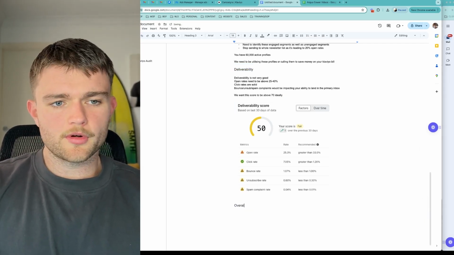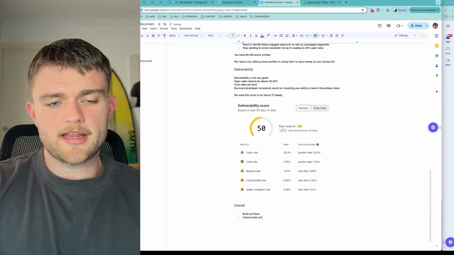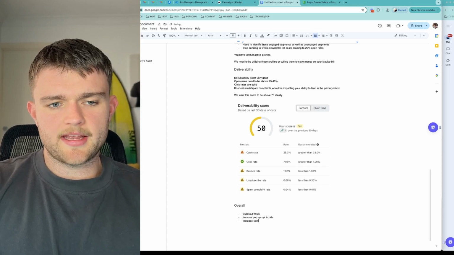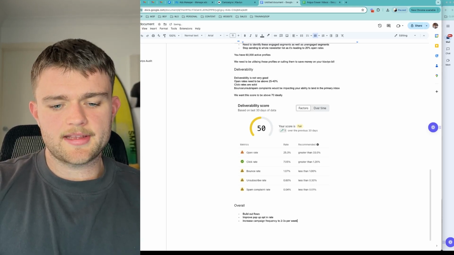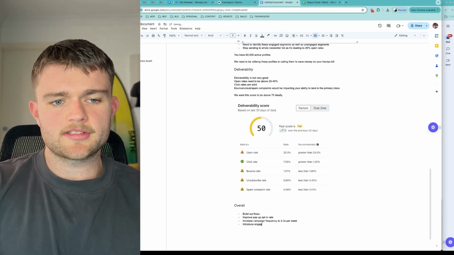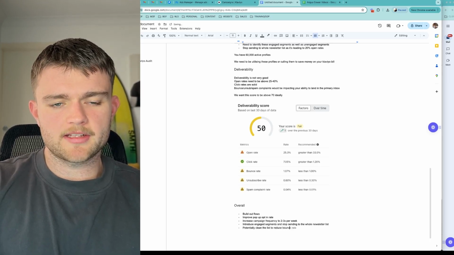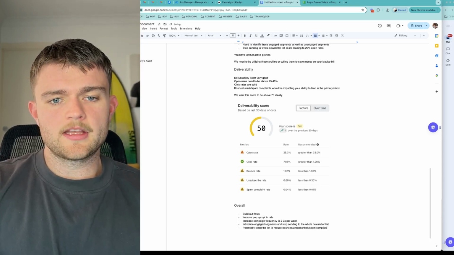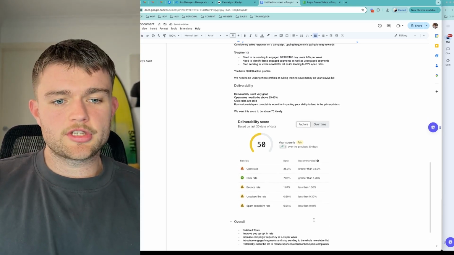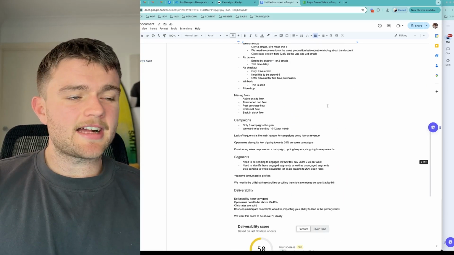So overall, build out flows, improve pop-up opt-in rate, increase campaign frequency to 2 to 3 per week, introduce engaged segments and stop sending to the newsletter, potentially clean the list to reduce unsubscribes and bounces and spam complaints. Really, cleaning your list is going to do all of that. So they need to clean their list, send more campaigns, introduce engaged segments, improve the pop-up form opt-in rate with some of the suggestions I gave above, and build out the flows. Pretty easy action plan here for this Klaviyo account.